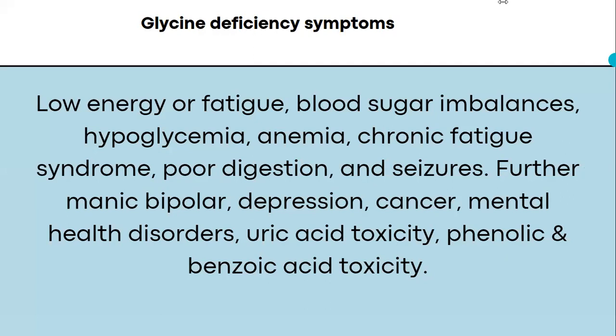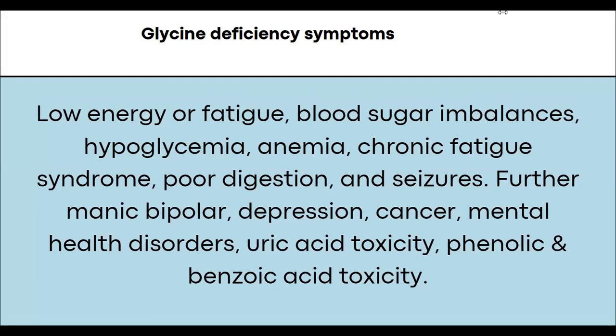So another deficiency would be glycine deficiency. It's another amino acid that is actually attacked. So what are the symptoms with it? Low energy, fatigue, blood sugar imbalances, hypoglycemia, anemia, chronic fatigue syndrome, poor digestion, seizures. Further, manic bipolar, depression, cancer, mental health disorders, uric acid toxicity, phenolic and benzoic acid toxicity.